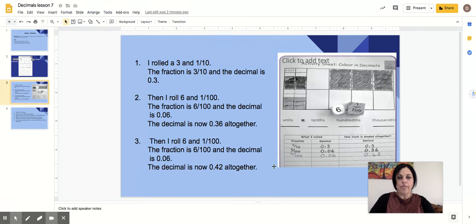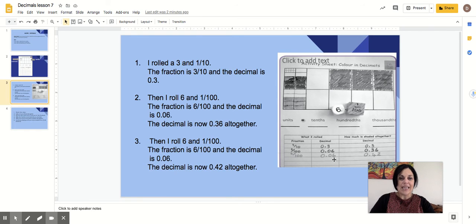All right, our third roll. So the next roll, we roll a 6 and we roll the hundredths. So the fraction is 6/100, like the last roll, and the decimal is here. This is how we write 6/100 as a decimal. So we rolled the same as the second roll, didn't we? And we need to add 6/100 onto our previous score. So our total was here, 3/10 and 6/100.